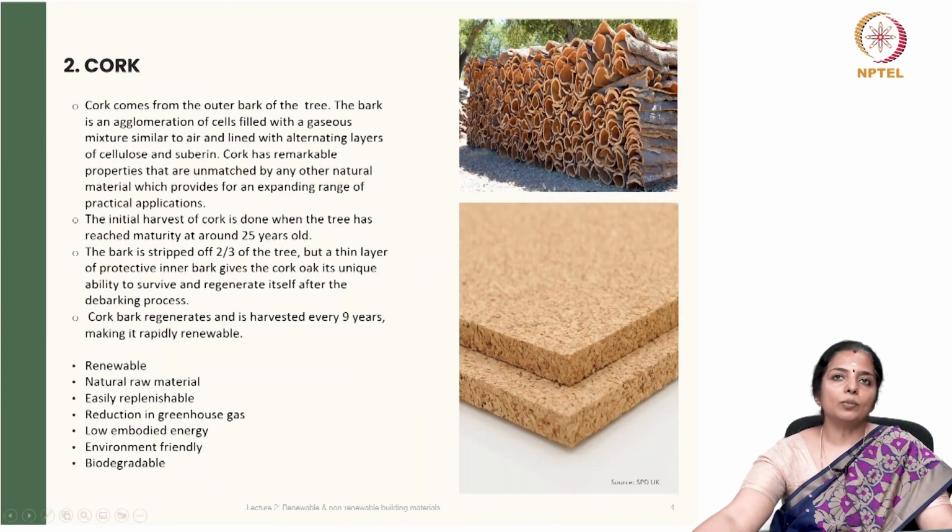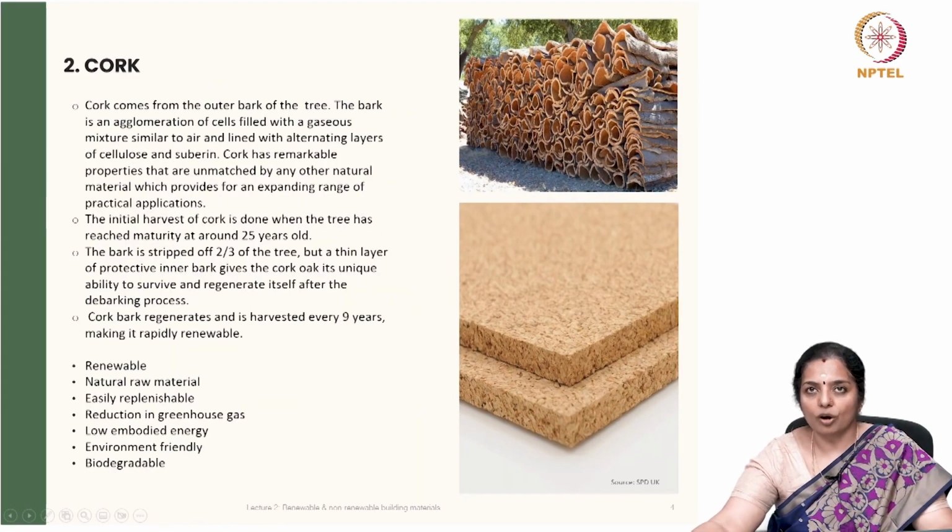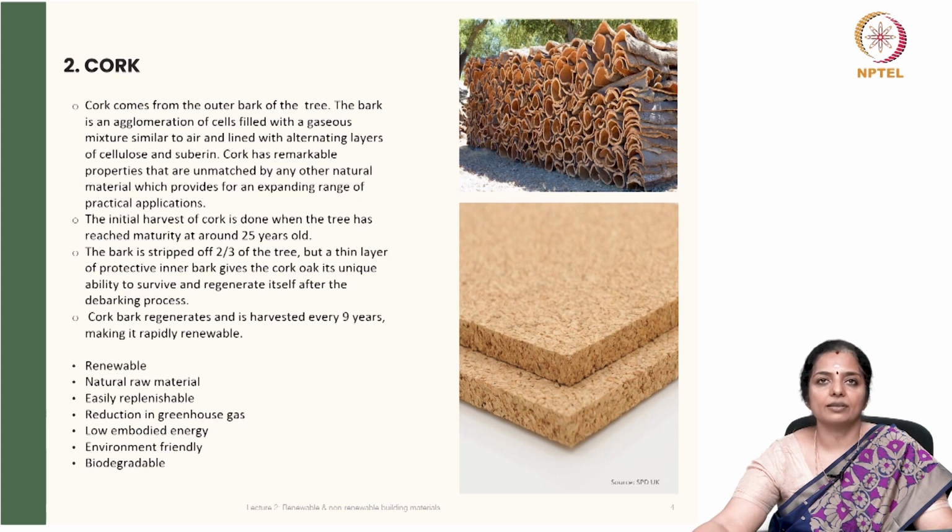The next renewable material we will see is cork. Now, cork comes from the outer bark of a tree. The bark is an agglomeration of cells filled with a gaseous mixture similar to air and lined with alternating layers of cellulose and suberin. Cork has remarkable properties that are unmatched by any other natural material, which provides for an expanding range of practical applications.